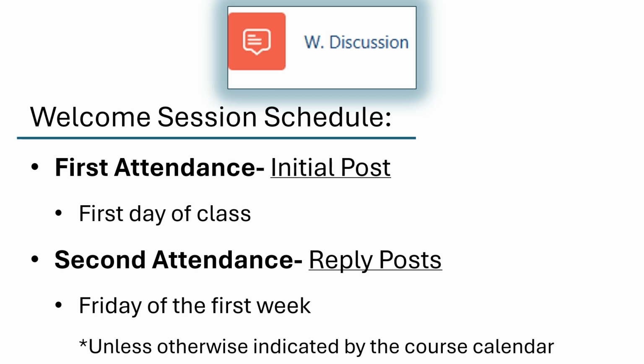By the Friday of the first week of the course, you will have 2 reply posts due to either your peers or instructor. Your second attendance will be attached to the completion of your reply post. So to recap, the initial post is due day 1 of the course and will count as the first attendance, and 2 reply posts due Friday will count toward the second attendance.